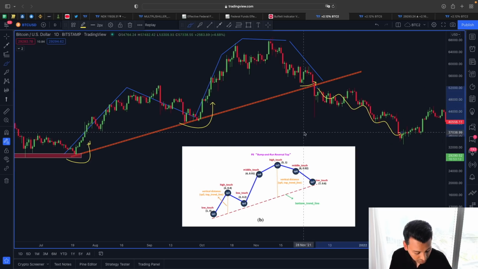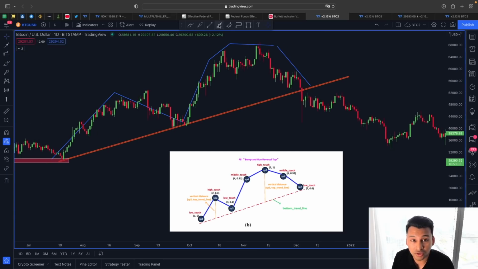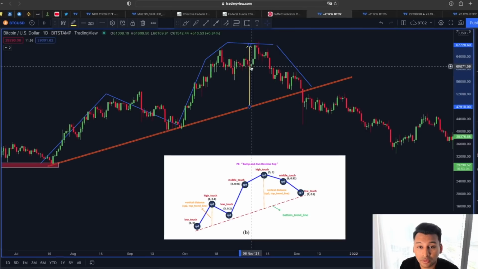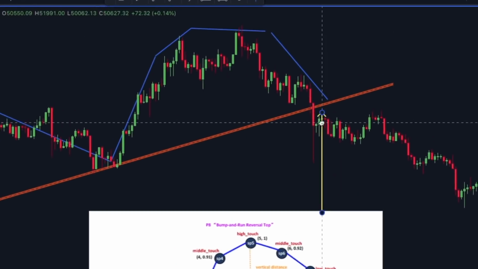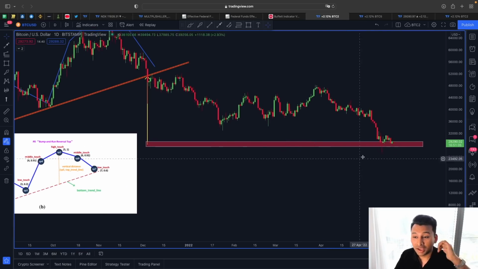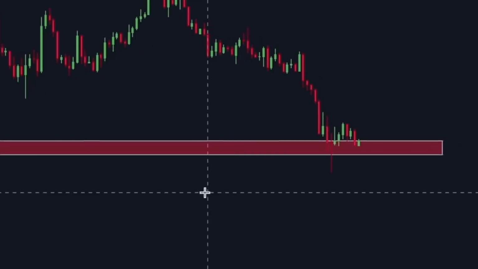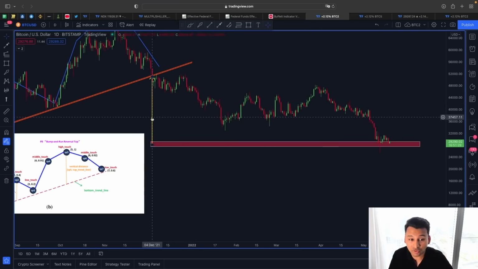So if this trend is going to continue here to the downside, according to this bump and run reversal top, our price target is going to be measured from this low till this top. So in that case, you can see according to this target line, why we are holding this ground around this 28,000 range. So that's why I'm telling you this 29,000 is a very important line for us.